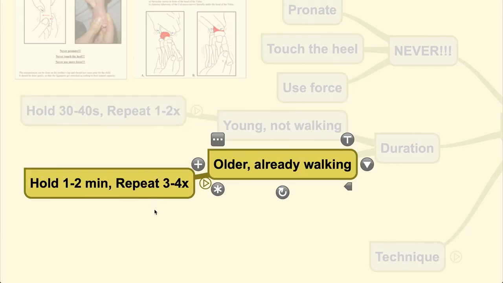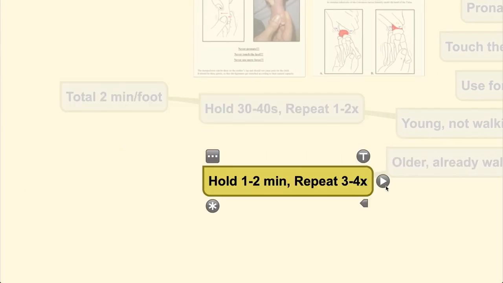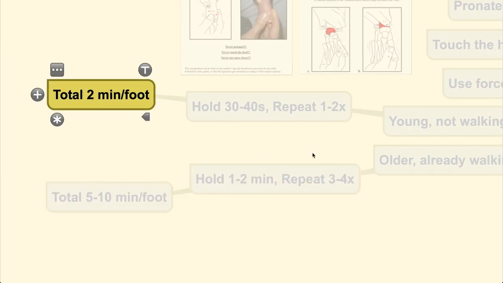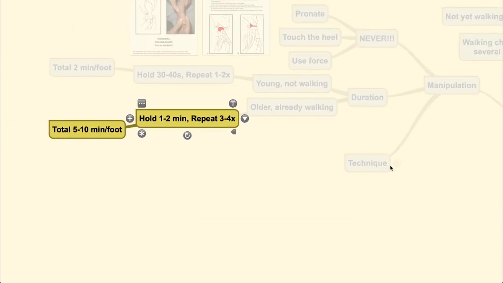For older patients, you need to hold it longer and repeat it even more frequently, 3 to 4 times at least for each foot. Afterwards, you need at least a time of 2 minutes per foot if the child is not walking, and if it is already walking, you need at least 5 to 10 minutes for each foot.